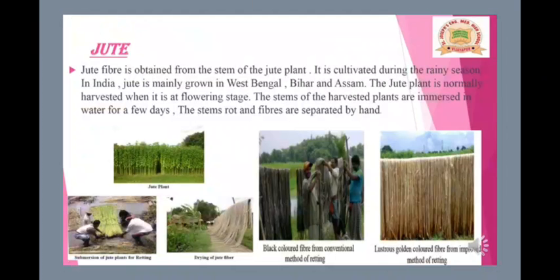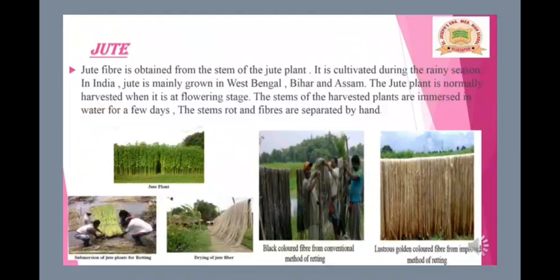Now coming to jute. Jute is another natural fiber which is very popular in India for various purposes. This jute fiber is obtained from the stem of the jute plant and is cultivated during the rainy season. Jute is usually cultivated in the states of West Bengal, Bihar and Assam.